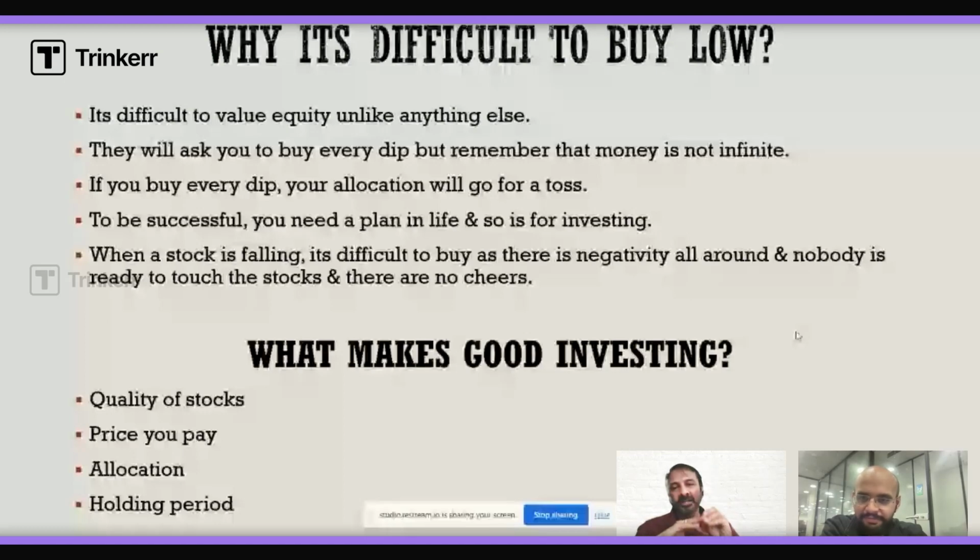markets go through corrections every single year. I have data which I'll show you. Market goes through a correction every single year. If you wait, you will get the right price and buy them only at those levels.